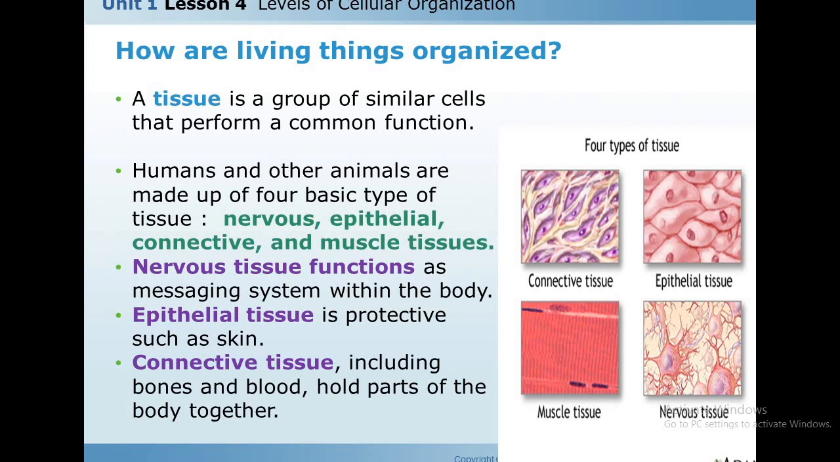The nervous tissue is going to do the nervous system. This is concerning the nerves and the messages that are going to go to the brain. Epithelial tissue is concerning the type of tissue that used for protection, such as the skin or the internal lining of your body. Connective tissue is including the bones, the blood that holds the parts of the body together.